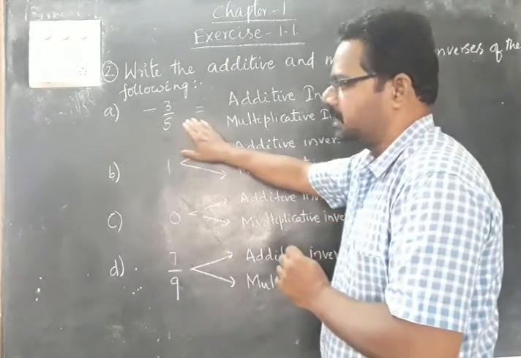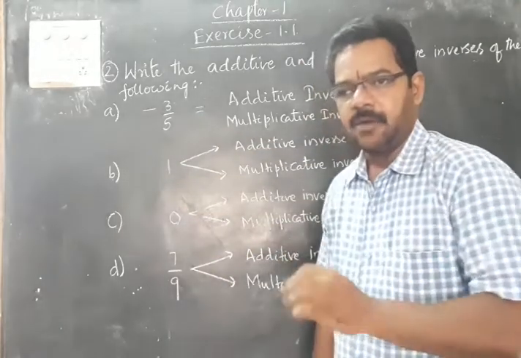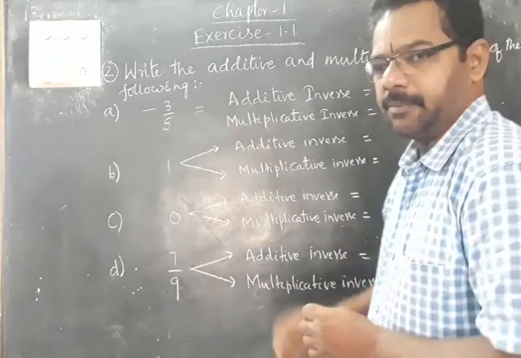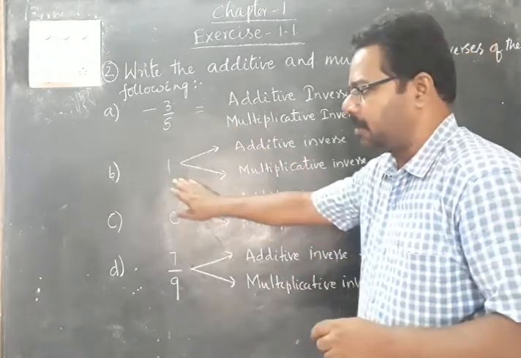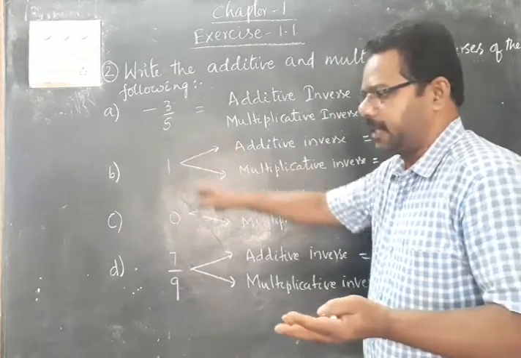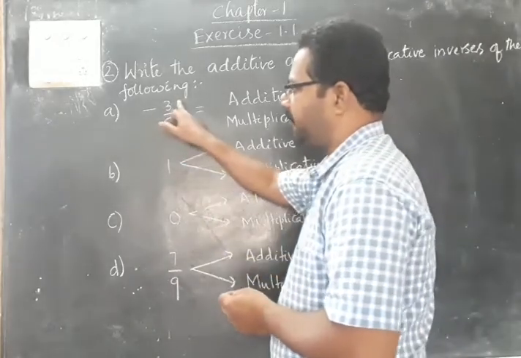Here we have to discuss minus 3 by 5, 1, 0, 7 by 9. I am taking 4 sums. Totally 5 sums they have given, but I am taking 4 because in the 5th sum, instead of 1 they have given minus 1. That's why I have taken 4 sums. So coming to the first sum, minus 3 by 5.